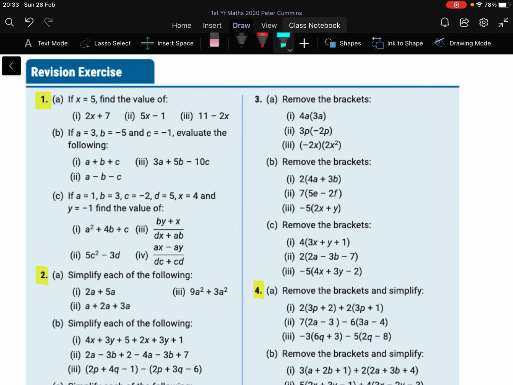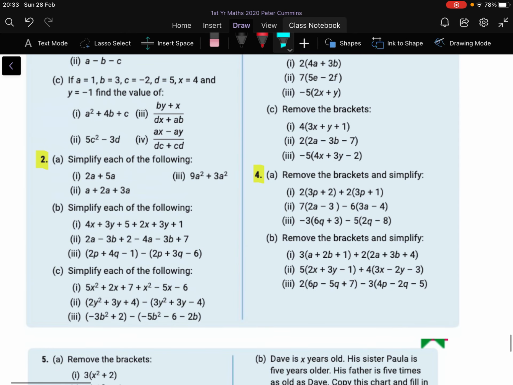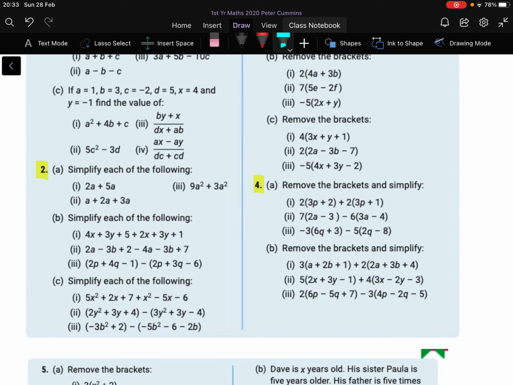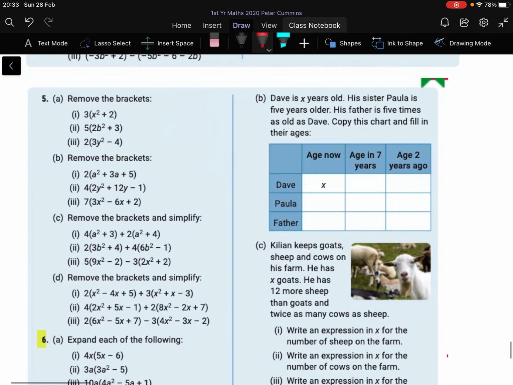For example, question 1 is, remember we started off with subbing in. So x is equal to 5. What is 2x plus 7? So you're subbing in. Everywhere you see an x, you put in a 5. Number 2 then goes into simplifying. Number 4 is all about multiplying by the brackets. So you remember that from before. Multiply the first number by the first one, then by the second one. Then multiply the 2 by the first one, and then by the second one. And then we go on.